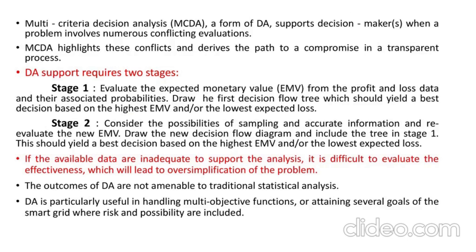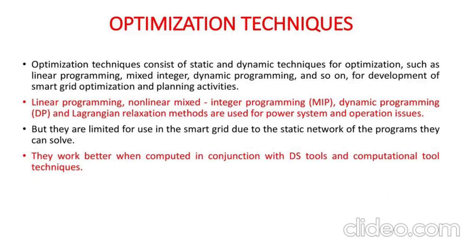DA support requires two stages. Stage one evaluates the expected monetary value, EMV, from the profit and loss data. Stage two considers the possibilities of sampling and accurate information and evaluates the new EMV. The outcomes of DA are not amenable to traditional statistical analysis. Particularly, we are using optimization techniques.